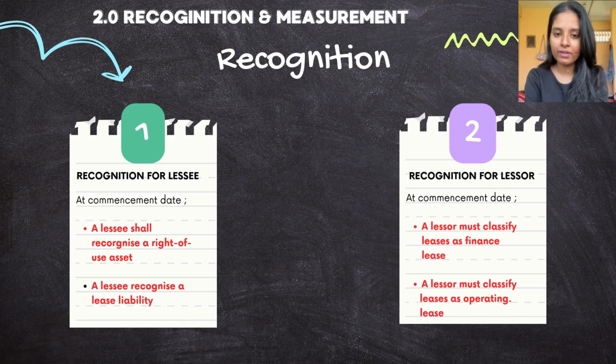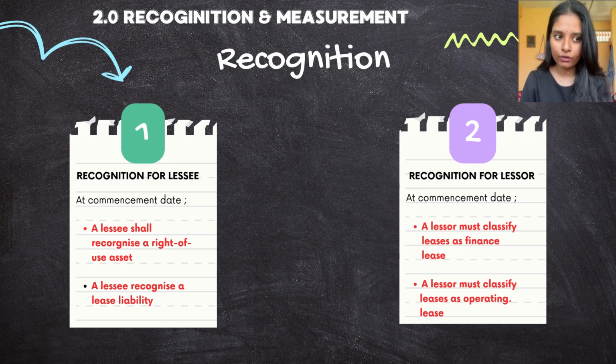From team 7, we are going to discuss MFRS 16 for the topic leases. So let me start with the recognition process for both lessee and lessor at the commencement of the lease. First, let us look at recognition for the lessee.